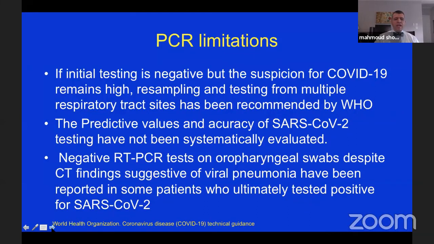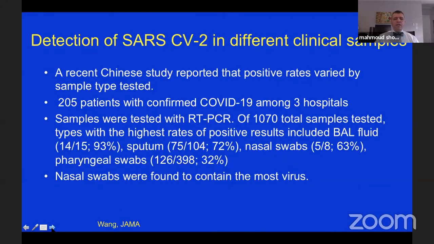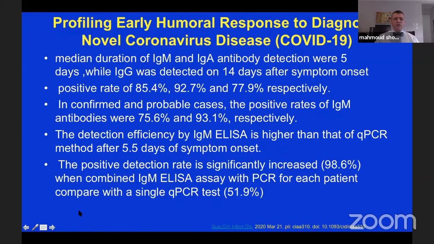And there have been publications showing that there are differences in patients at the time of testing, with something like a bronchoalveolar lavage having very high sensitivity, 95 or 93% positivity, compared to sputum, which is less, 72%, or nasal swabs. So the site of collection is important.